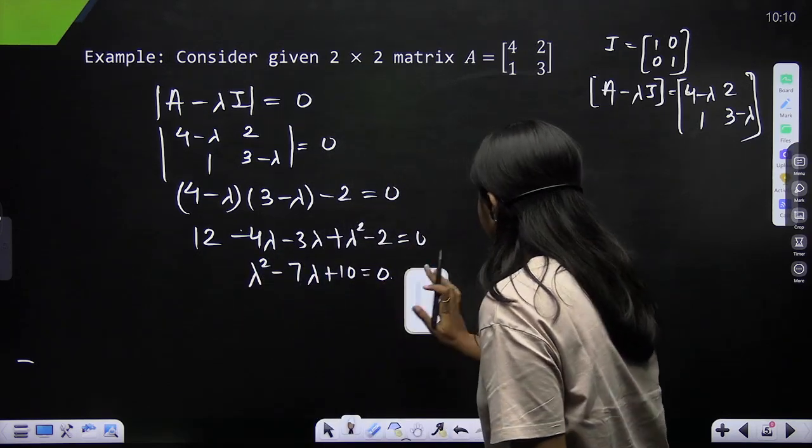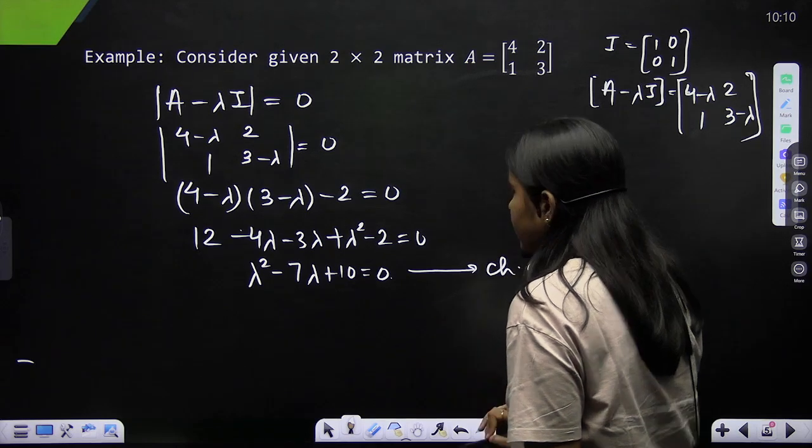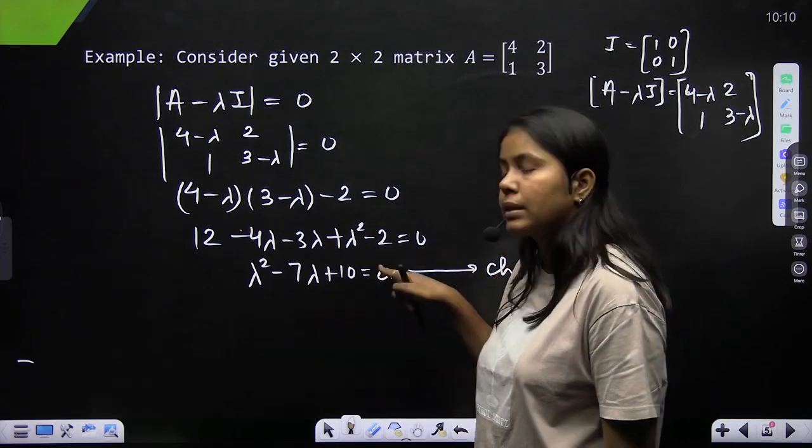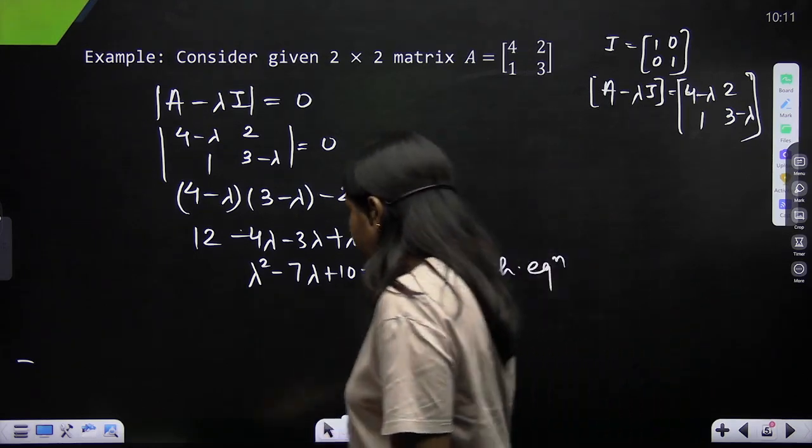This is nothing but my characteristic equation. And if somebody asks me the characteristic polynomial, x square minus 7x plus 10 or lambda square minus 7 lambda plus 10, whichever variable you want to use.